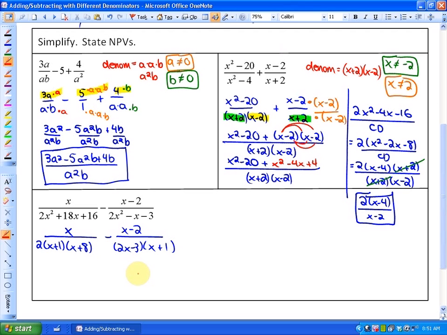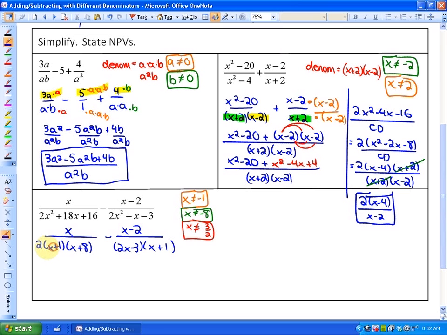All right, so in this particular case, what we'll first look at is the non-permissible values. We have three unique factors with variables in them. So from each of these particular factors, we're going to have x cannot equal -1 as one of our non-permissible values, x cannot equal -8 as our second non-permissible value, and also x cannot equal 3/2 as our third non-permissible value.